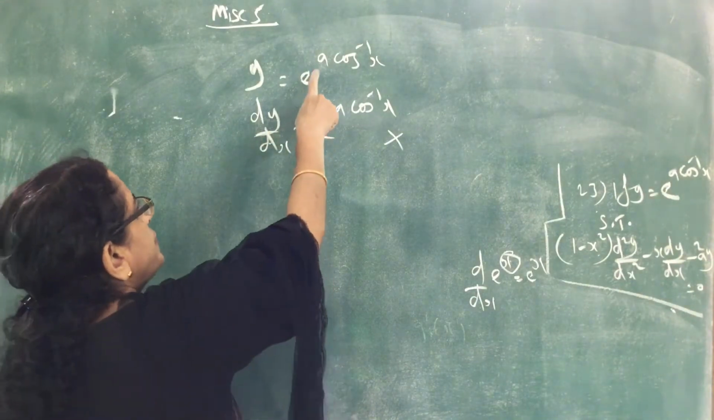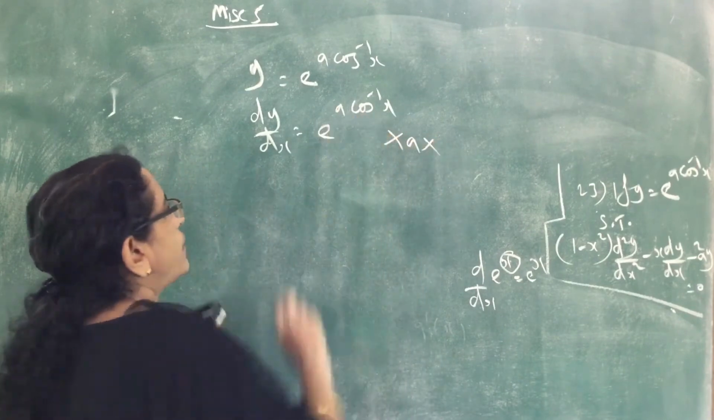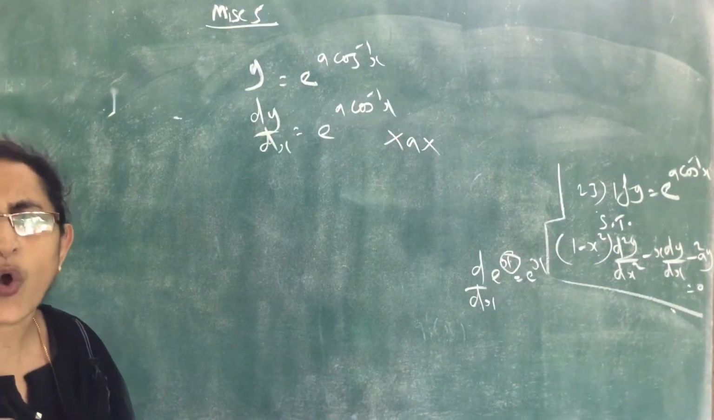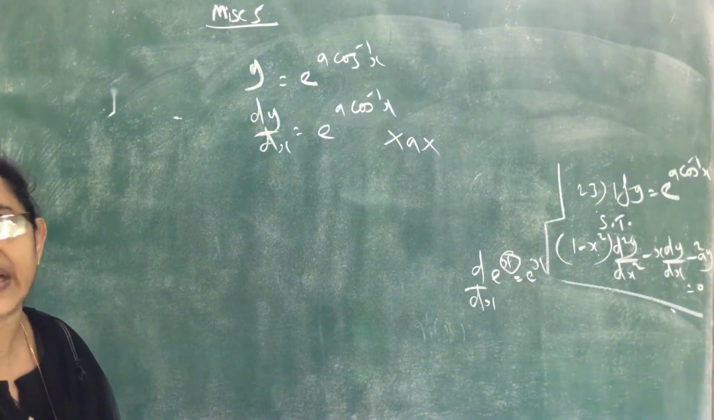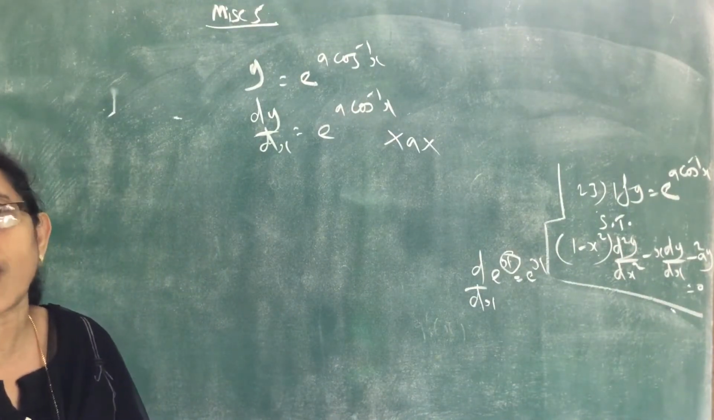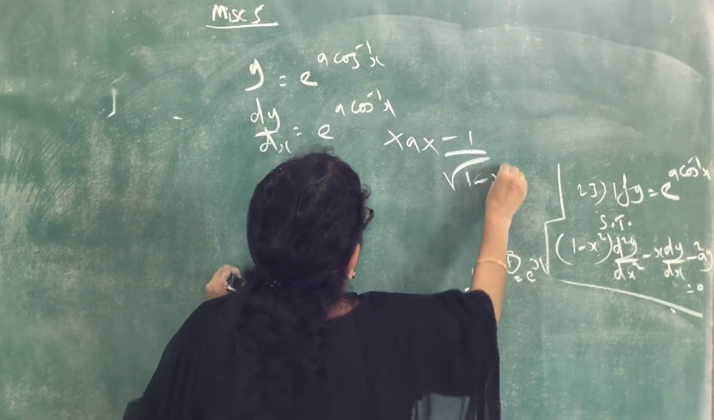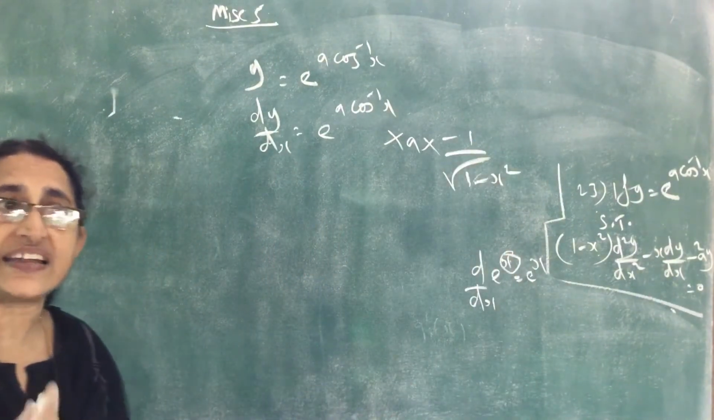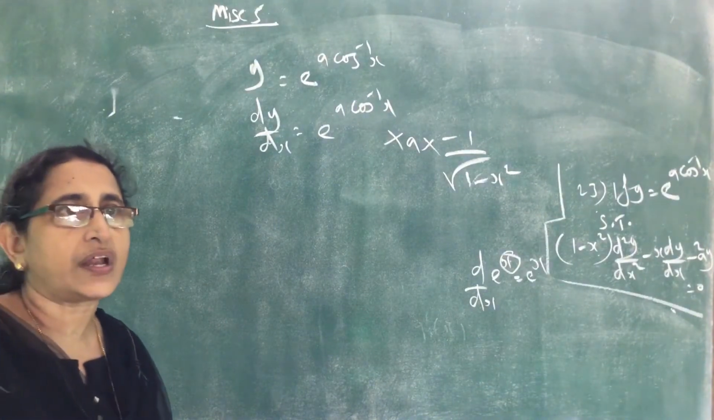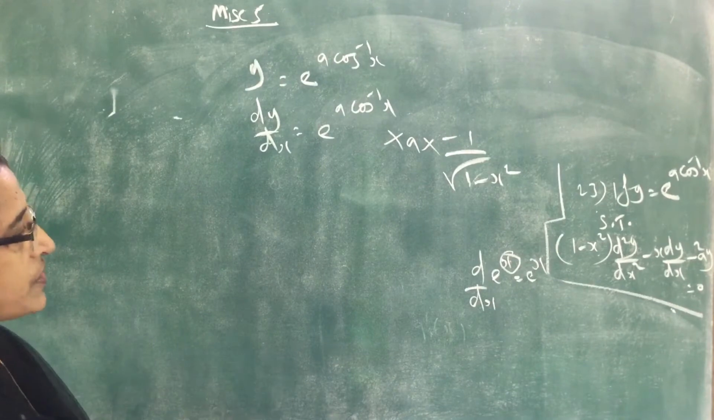So what's the derivative of a cos inverse x? A into the derivative of cos inverse x. A is a constant, we can take it outside. So a into the derivative of cos inverse x, that is minus 1 by root of 1 minus x square. The derivative of sin inverse x is 1 by root of 1 minus x square, and for cos inverse x it is minus 1 by root of 1 minus x square. So we got the first derivative.